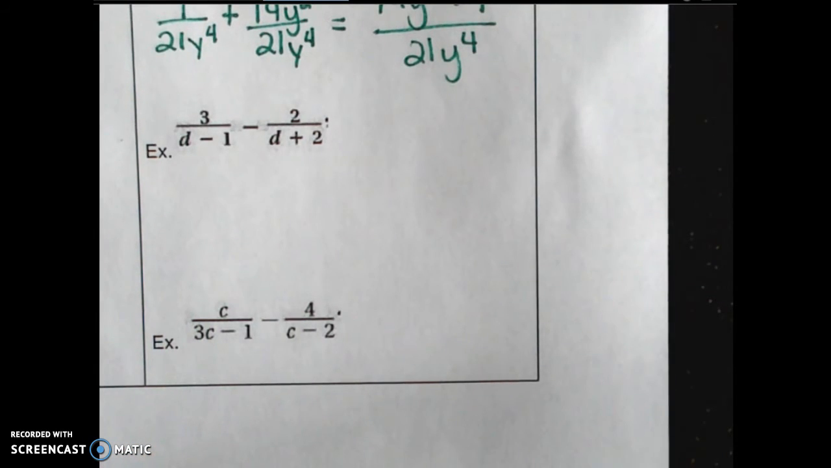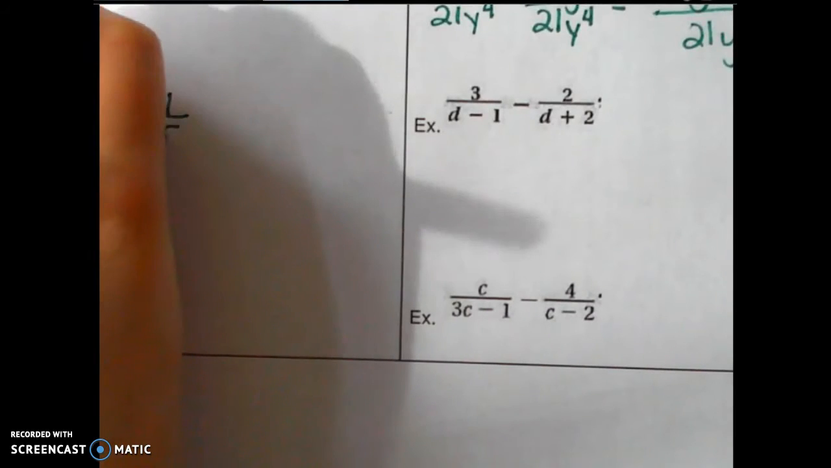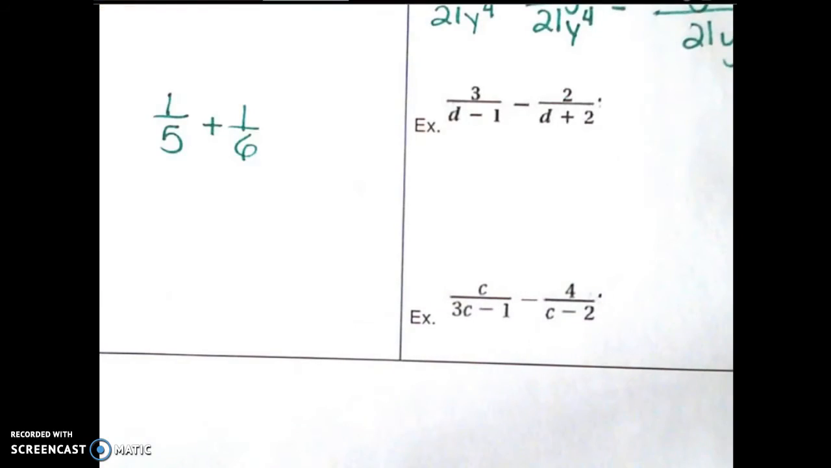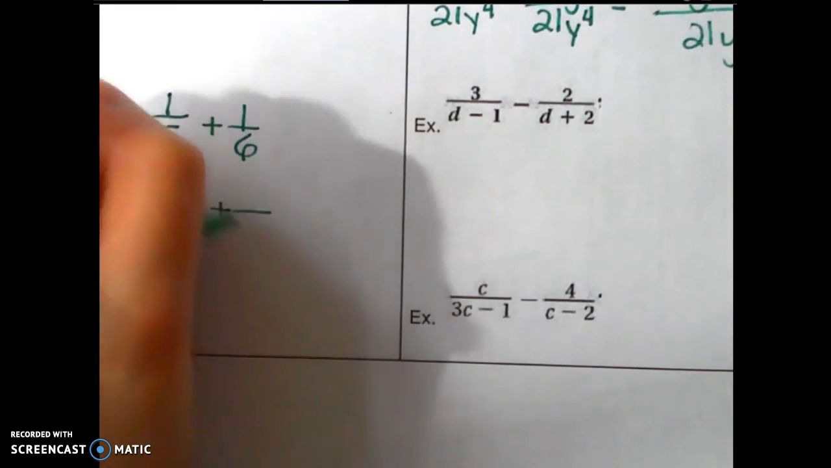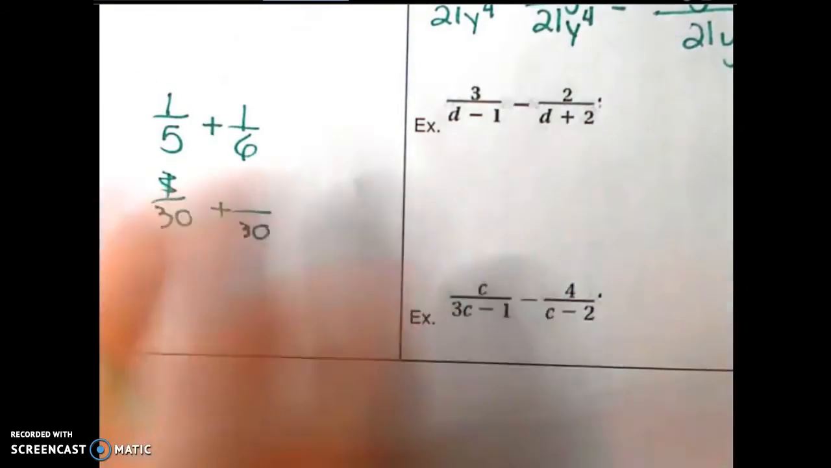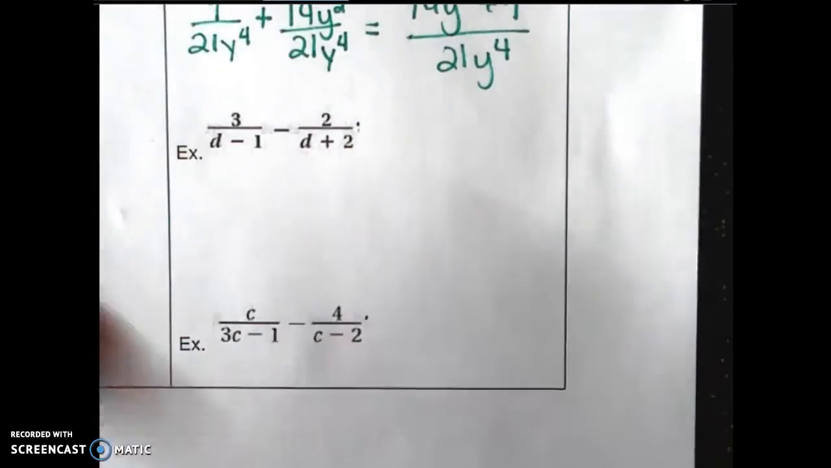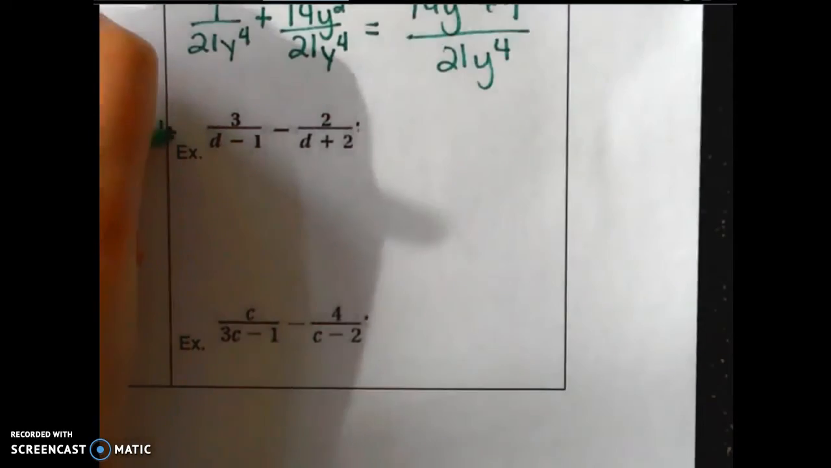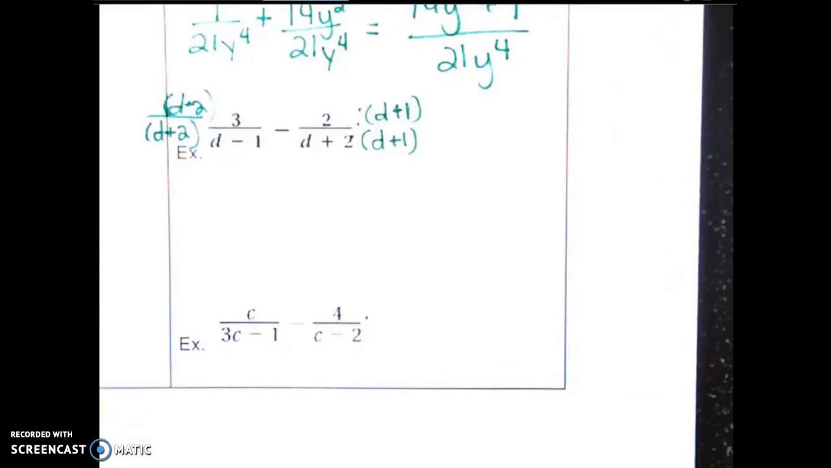So sometimes when you can't find a common denominator, you just multiply them, right? Think about if we had a problem that was like 1/5 plus 1/6, right? The greatest common denominator for both of those is just going to be 30, because 30 is 5 times 6. That's the only thing that they have in common. So this time we're just going to have to multiply d minus 1 times d plus 2, and on the top as well. This one we're going to have to multiply d plus 1 to the top and the bottom.